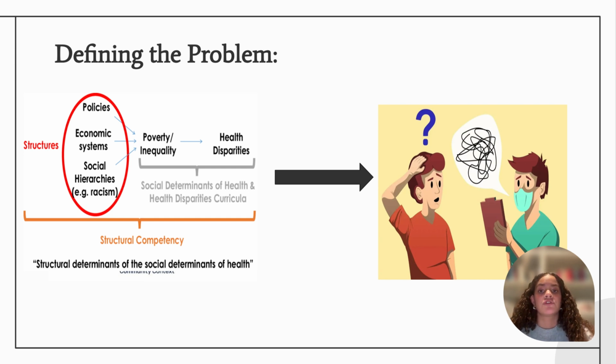So these are broad social, economic, political systems that shape how power, resources, and opportunities are distributed. They influence the conditions people live in, like where they're born, how they grow up, and the environment that they live and work in. So these big picture factors set the stage for more specific things like the access to housing, education, and income. Linguistic barriers can be seen as a structural determinant of health as they affect people's abilities to access essential services like healthcare, education, and social support.